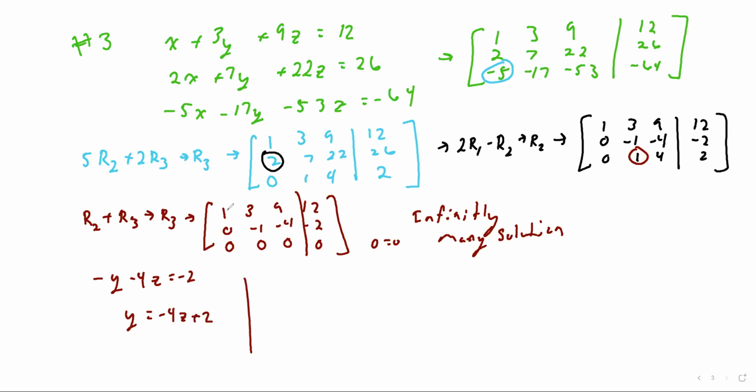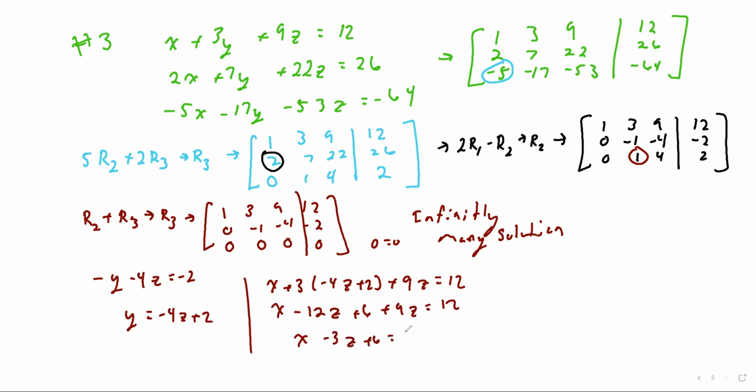All right. And then you go back and you plug it in, and it's actually just x plus 3 times -4z plus 2 plus 9z equals 12. So this really just becomes x minus 12z plus 6 plus 9z equals 12. Then you get negative 3z plus 6 equals 12. Then your x equation is actually going to be 6 plus 3z, probably a lot easier.